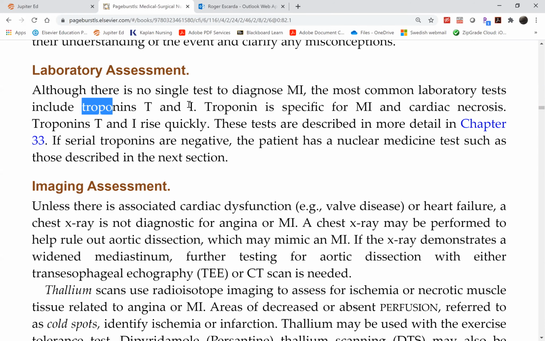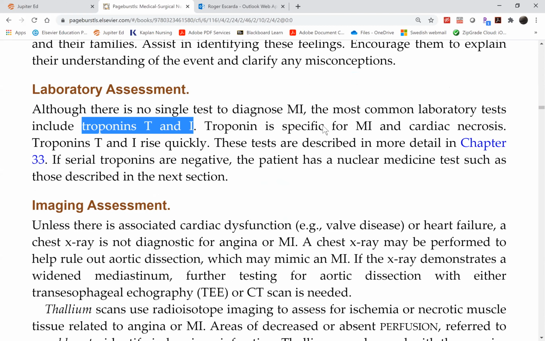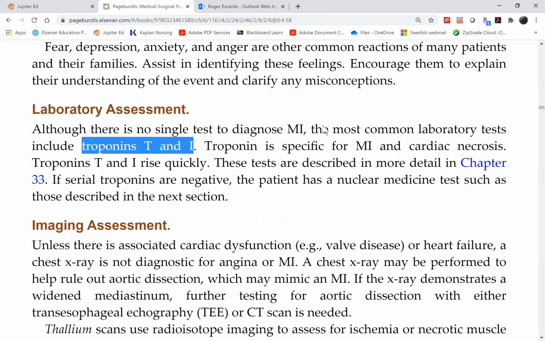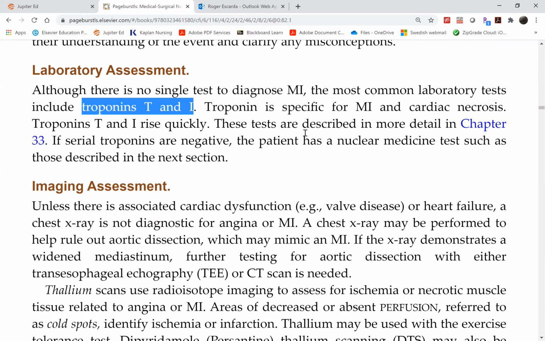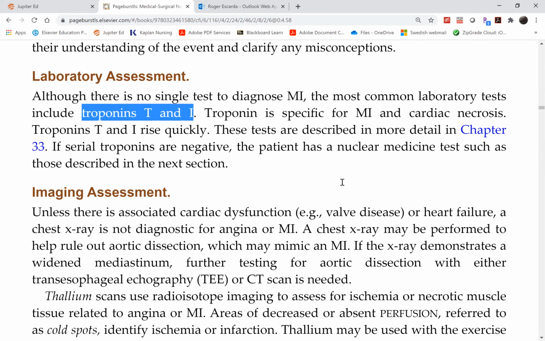I already mentioned troponins T and I, as well as the CKMB. Oh, you are being referred back to chapter 33. This is where they talked about this in detail. However, please remember that we're testing 3 here because these are the 3 most commonly drawn labs specific to the MI. Troponins T and I, and then of course your CKMB.